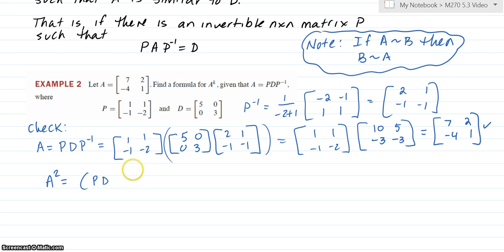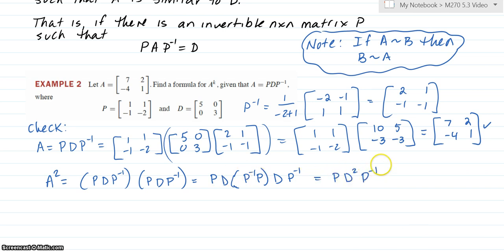Oops, that's a P. And you can see if you rearrange this, this is P, D, P inverse, P, and D. My P's and D's are looking alike, P inverse. So this one right here is A D. There we go. This is an I, so what we have is P, D squared, P inverse.